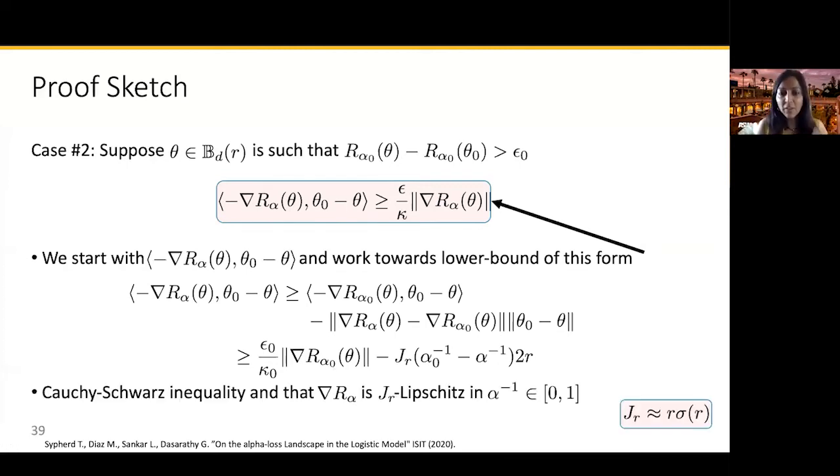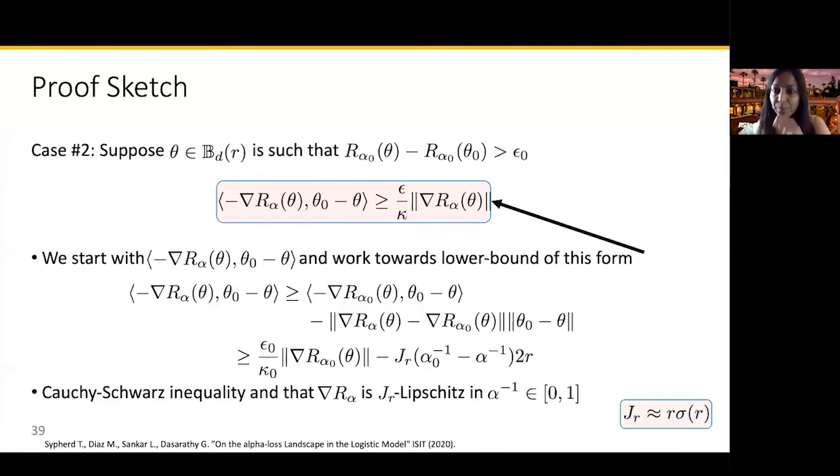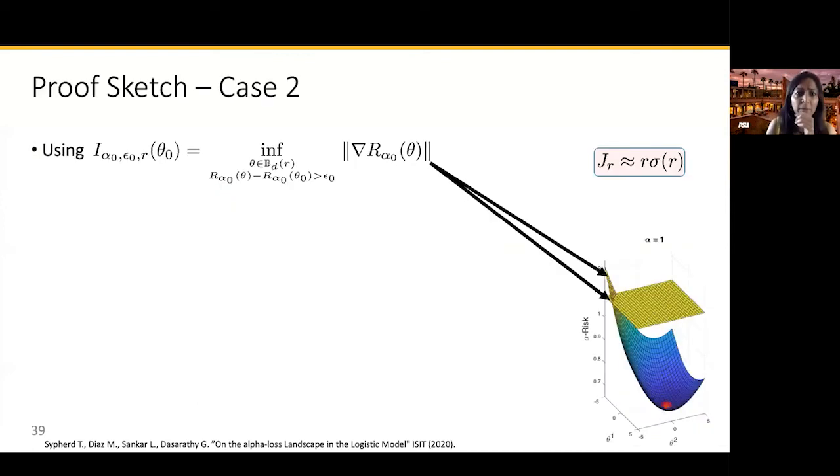All right, and we continue to use the fact that it's Lipschitz in alpha inverse too. Okay, so you've got an LR, which is Lipschitz in alpha, and you have a JR, which is Lipschitz in alpha inverse. And JR is about this order, R sigma R. Okay. All right.